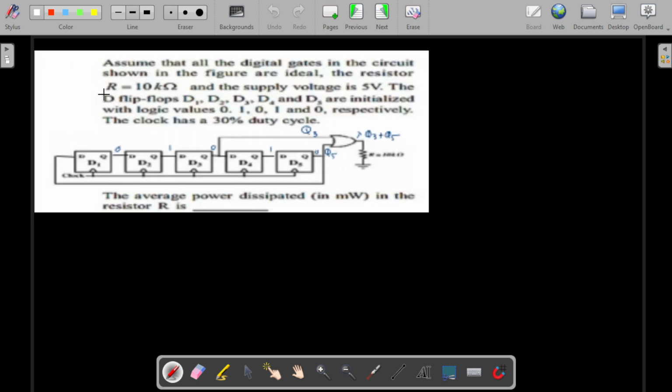Let us see one of the important questions here. Sorry for the screenshot, which was very blurred. Let me read it for you guys. Assume that all the digital gates in the circuit shown in the figure are ideal. A resistor equal to 10k and supply voltage of 5 volts, and the D flip flops D1, D2, D3, D4 and D5 are initialized with the logic we have already mentioned: 0, 1, 0, 1, 0. These are the initial conditions. Here Q3 and Q5 are added and given to the resistance of 10k. They are asking us to find the average power dissipated in the resistor R.